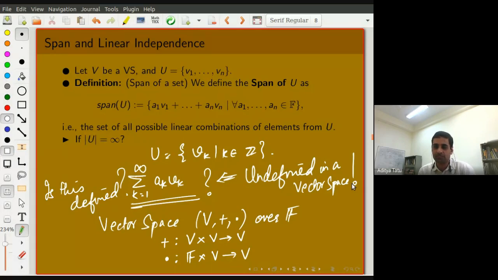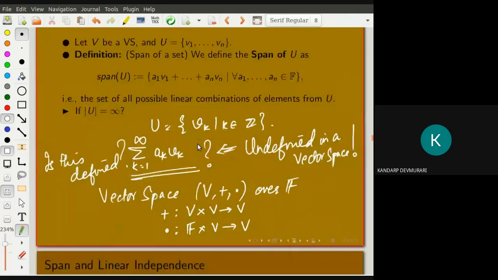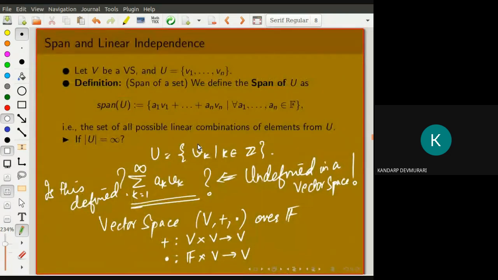Kandar, do you have a question here? No, sir. I was thinking that in the example you gave about the points on the x-axis, we can just take a single point (1, 0) and by different scalars we can get the whole axis. So basically we can reduce the span to some finite elements of U.